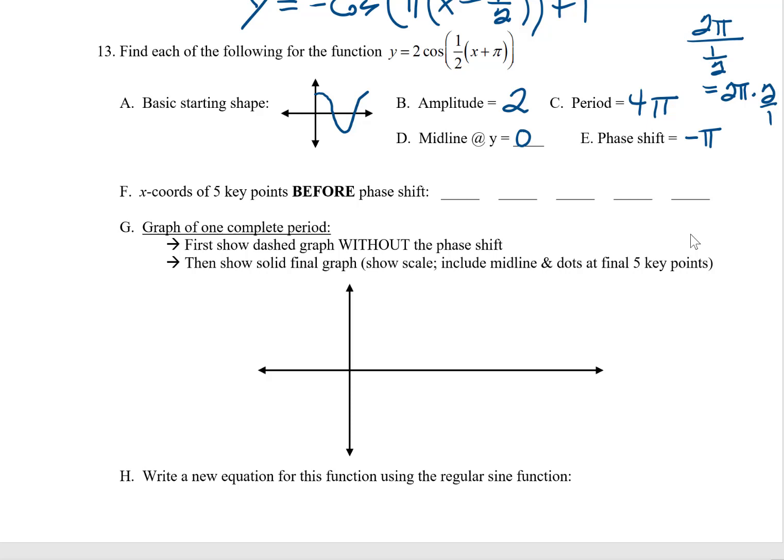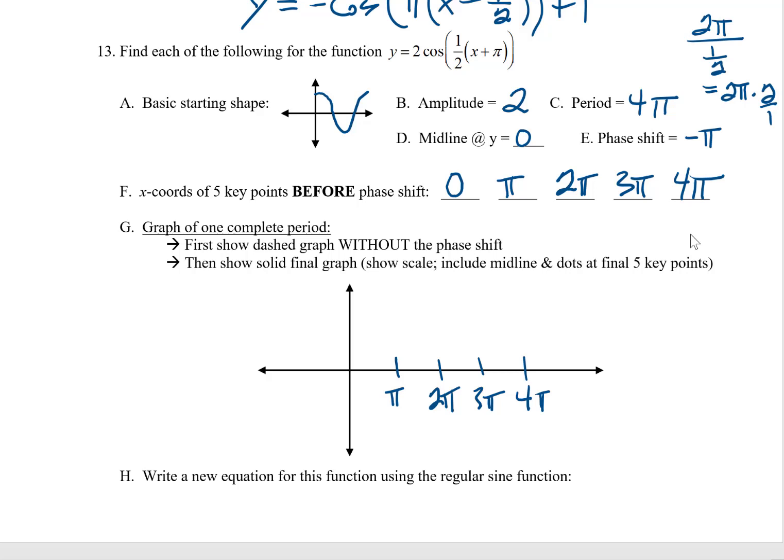Of course, ignoring the phase shift, my 5 key x coordinates are easy to find. Start at 0, end at 4 pi. If I cut that in half, I get 2 pi. If I cut that in half, I get pi. So I'm obviously counting by pi's here. And then down on the graph, I will begin by ignoring the phase shift. I'm going to draw what the picture would have looked like if there was no phase shift.